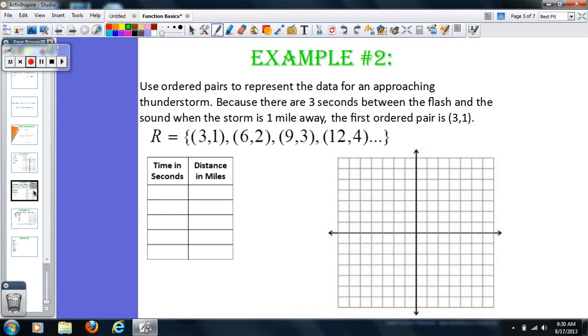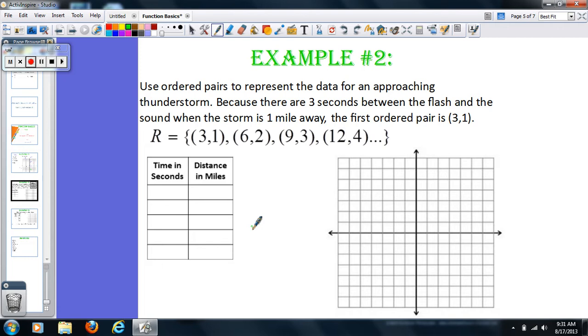Now, on example 2, this is a word problem, and you're going to see some word problems here in class on your worksheets you're going to be doing on Monday. When we do example 2, all right, we have a table here. So let's go ahead and read the question first. Use ordered pairs to represent the data for an approaching thunderstorm. Because there are 3 seconds between the flash and the sound when the storm is 1 mile away, the first ordered pair is 3, 1.